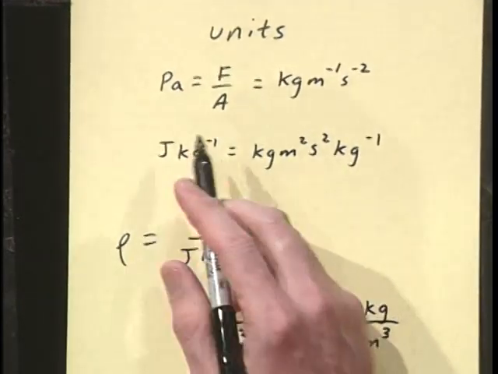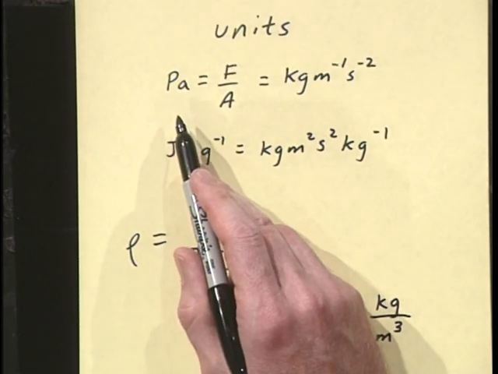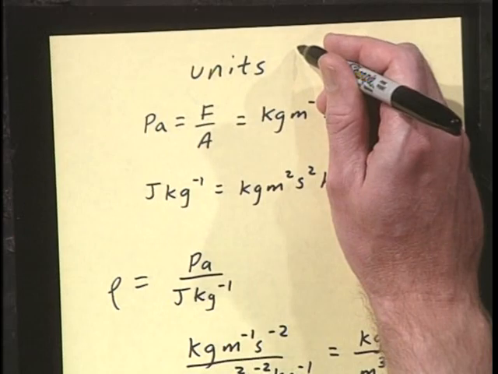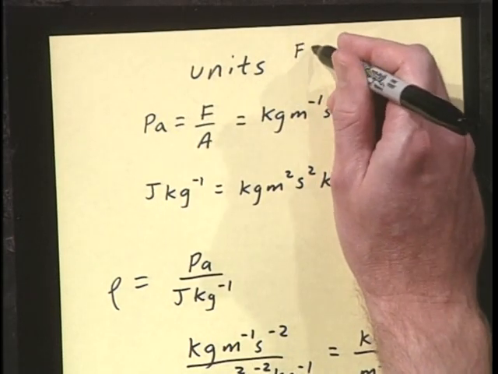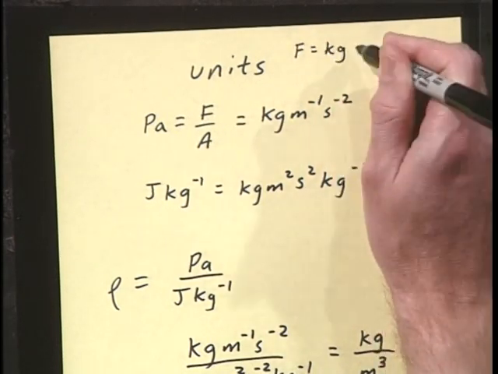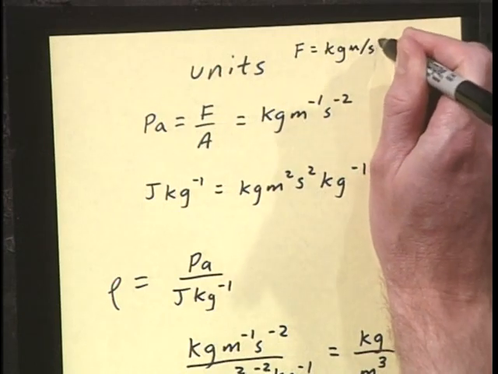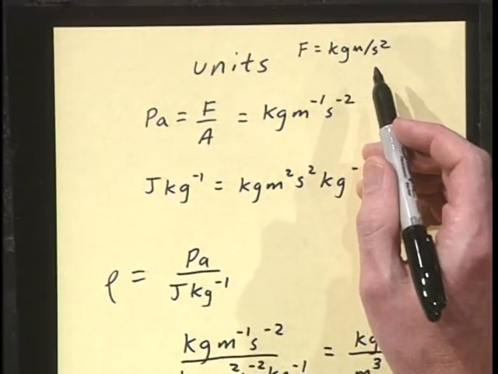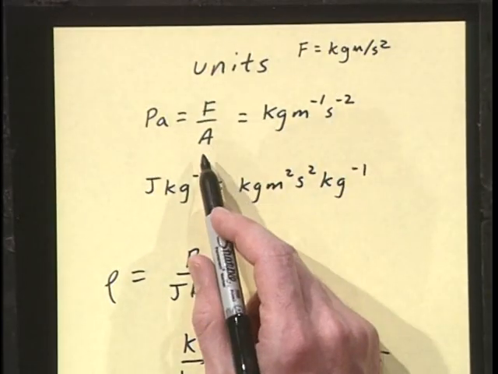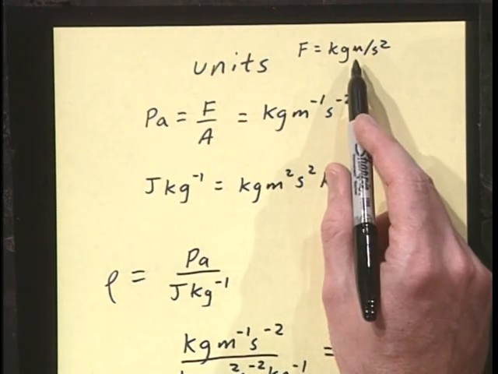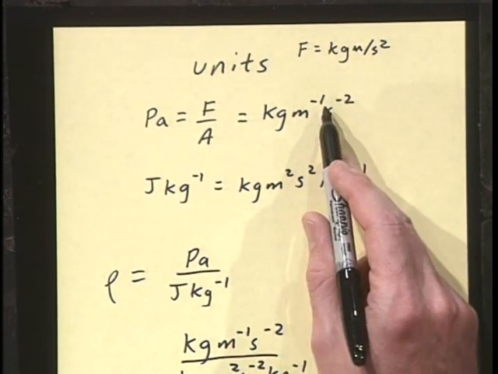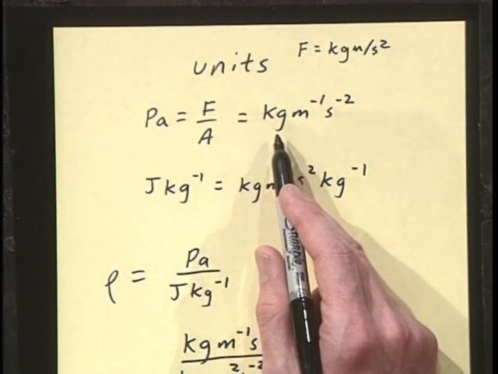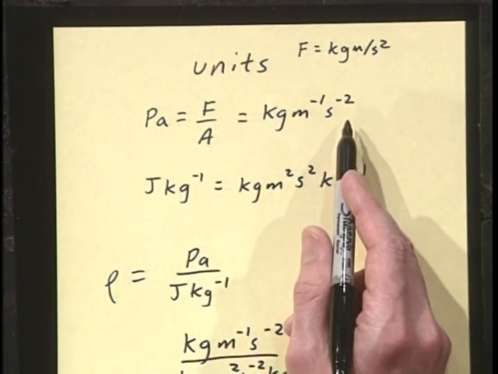We had our pressure, that's in pascals, and that is force divided by area. Force is a Newton, which was a kilogram meter per second squared. So we're taking a Newton, which is force, and dividing that by area. So that's going to change this meters term to meters to the negative 1. So pascals, the units of that is going to be given in kilograms, meter to the negative 1, second to the negative 2.